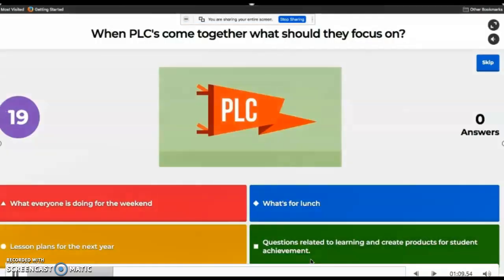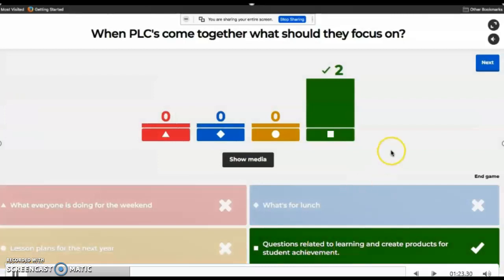Question number 2 is, when PLCs come together, what should they focus on? The answer is questions related to learning and creating products for student achievement. I also believe the focus should be on how lessons can be improved for student success, and how, as educators, we can do better for our students. The purpose of this question is to see if they understand what PLCs do in their meetings and why PLC meetings are so important.